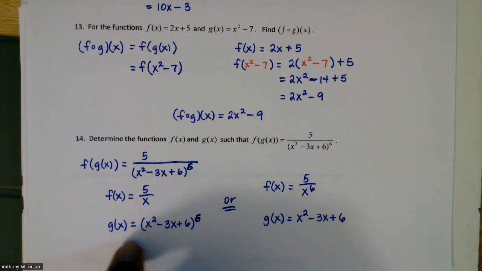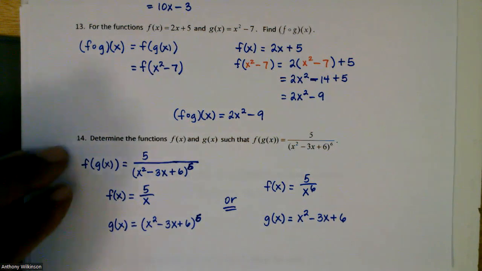Or you could write it like this and let the whole thing be g of x, which will mean f of x has to be 5 over x. Okay, so that's problem number 14.